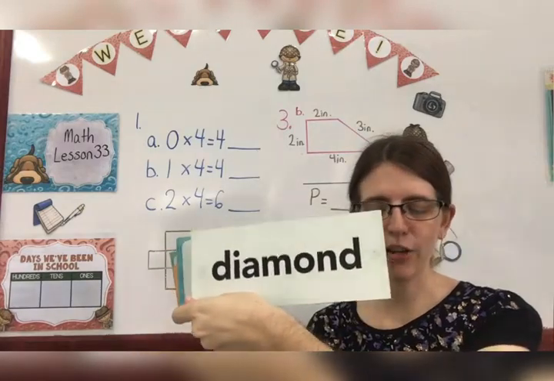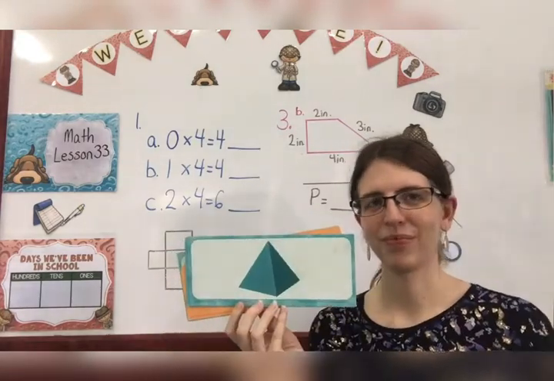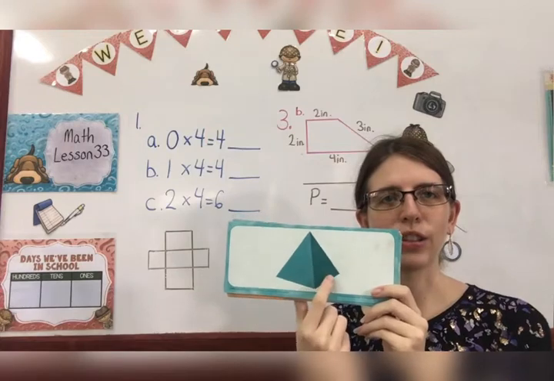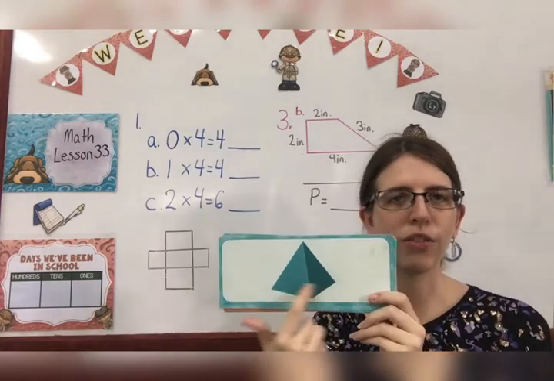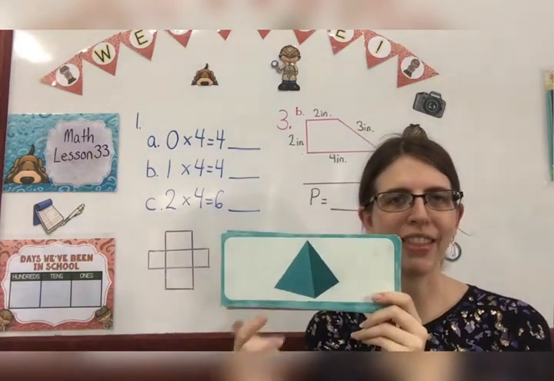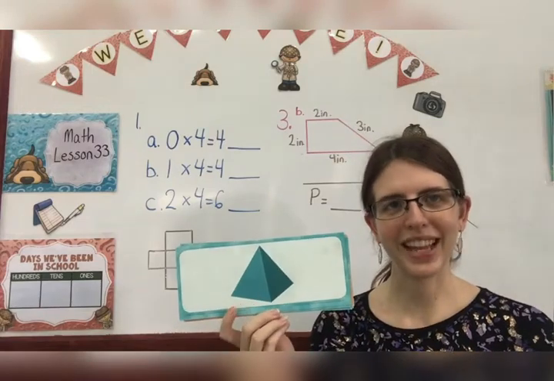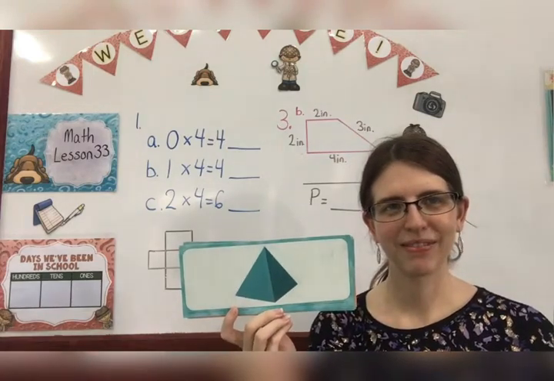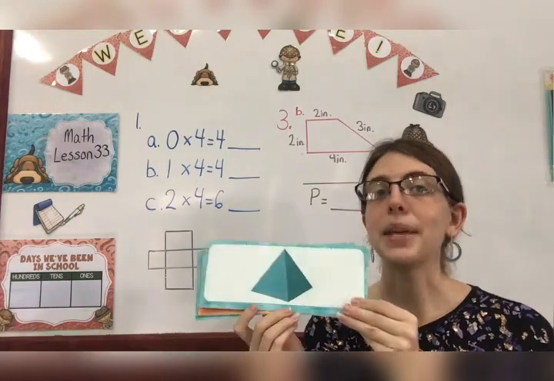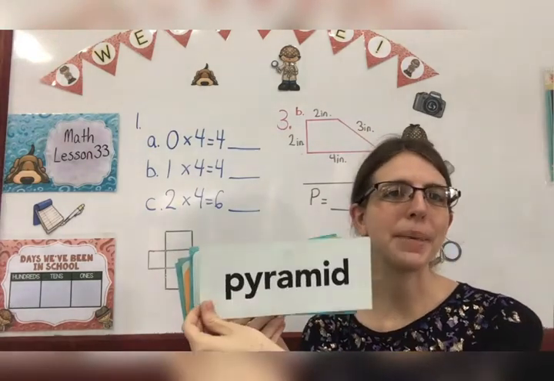Diamond, excellent. Or you may have called it a kite. How about this one? It has either a square or a triangle for the base and comes to a point at the top. Cassandra, what is this? It's a pyramid, that's right, pyramid.